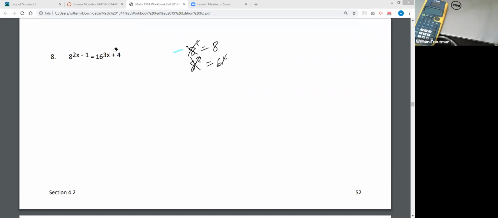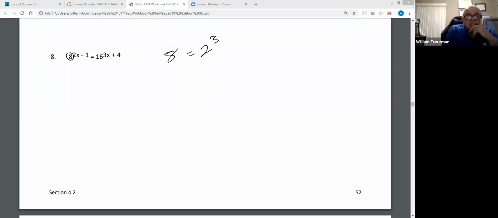So I need to take 8 and change it to a different base. By the way, you should start off with one and then see if you can make the other one. 4 to the 2nd power is not 8, it's 16, so I can't use 4 as a base either. I do know 8 is 2 to the 3rd power, 2 times 2 times 2. Okay, so I can change this.